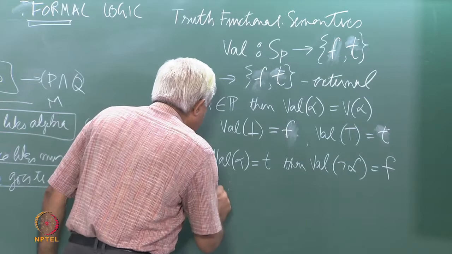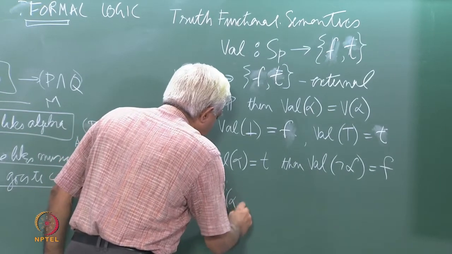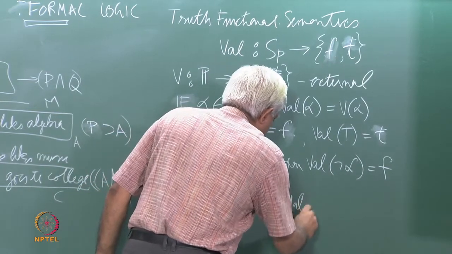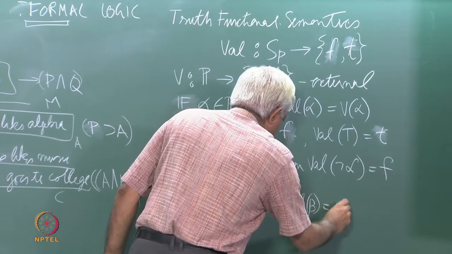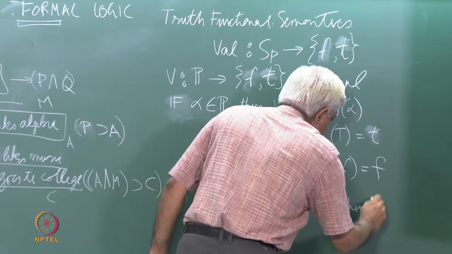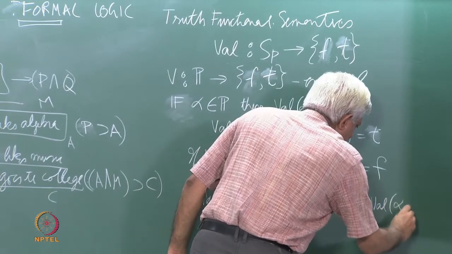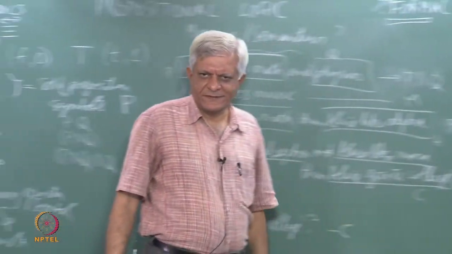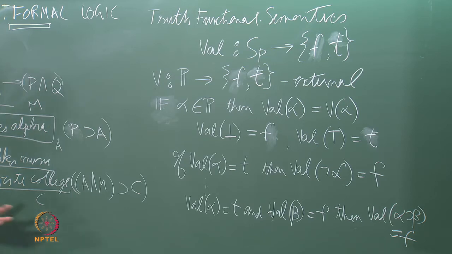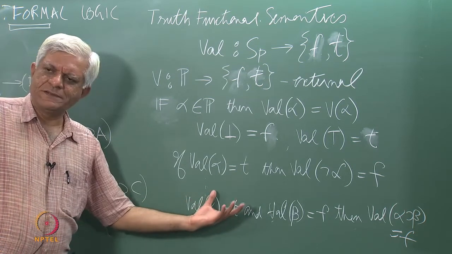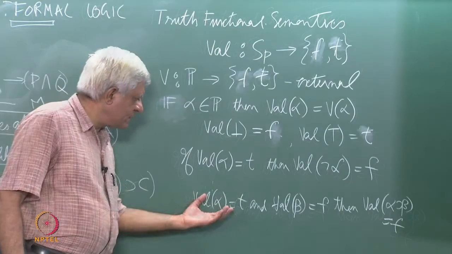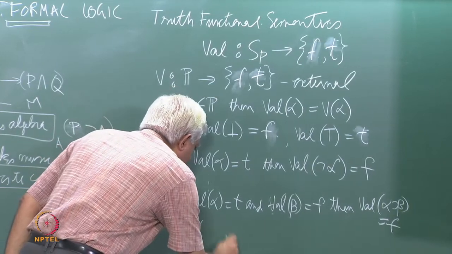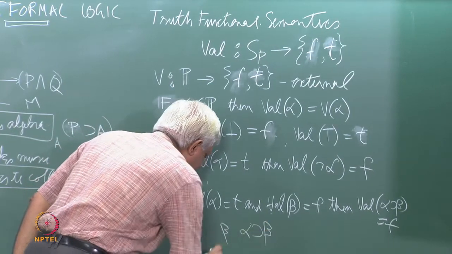So, for example, you can say if val alpha is equal to true and val beta is equal to false, then val of alpha implies beta is equal to false. So, you are familiar with this. So, we will not spend our time writing this. Essentially, you can convert these kind of statements into a truth table. So, for example, alpha, beta, alpha implies beta.